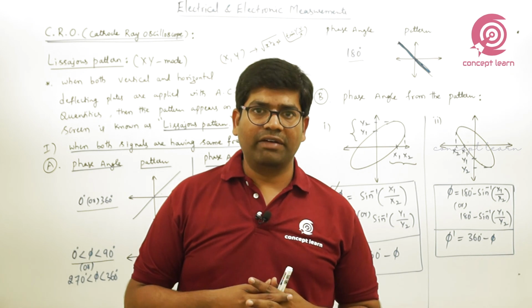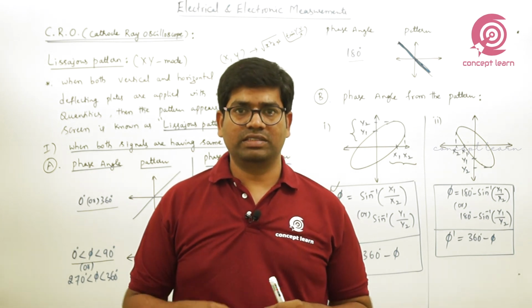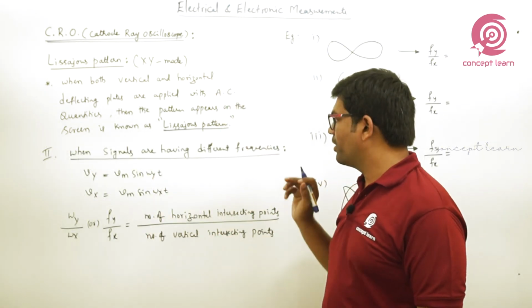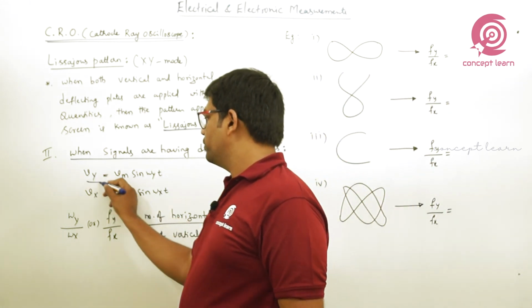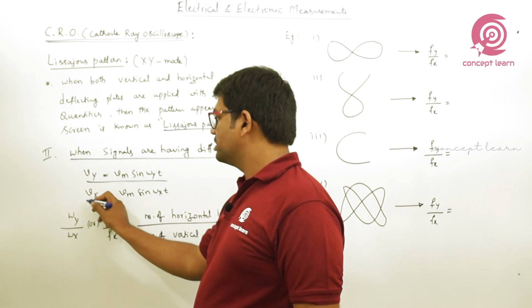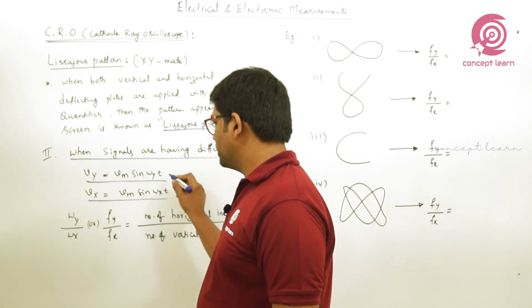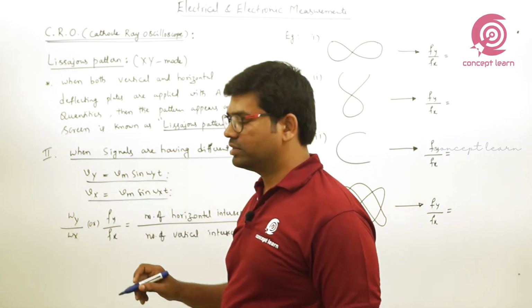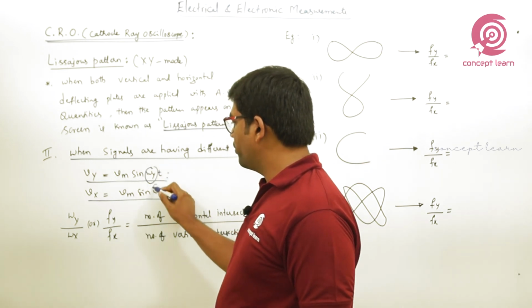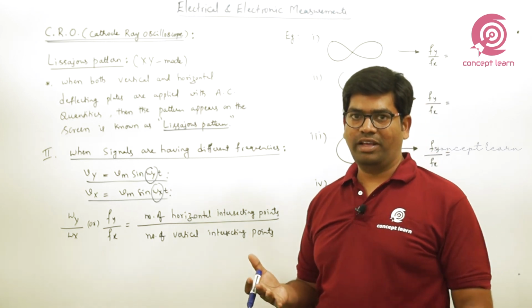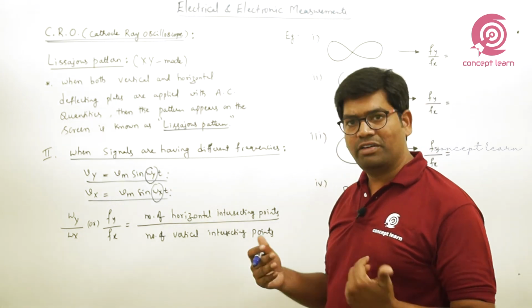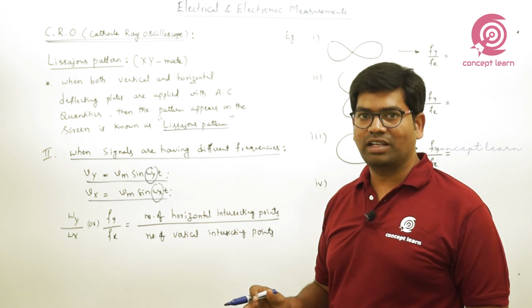Suppose signals are having different frequencies. Now we'll see that. When signals are having different frequencies, for example, Vy is equal to Vm sin omega y t, Vx is equal to Vm sin omega x t. If frequencies are different like this, observe here, different frequencies. Frequencies being different means we cannot have a phase displacement. We directly compare the frequencies itself, right?